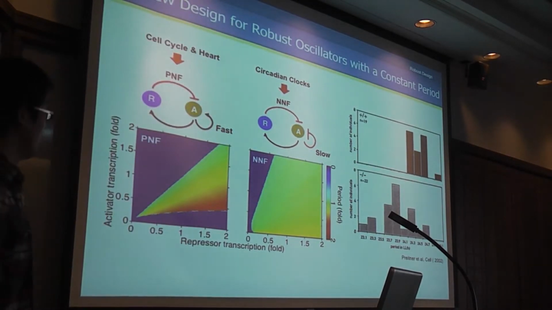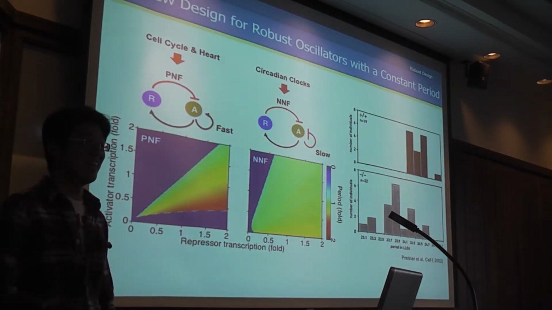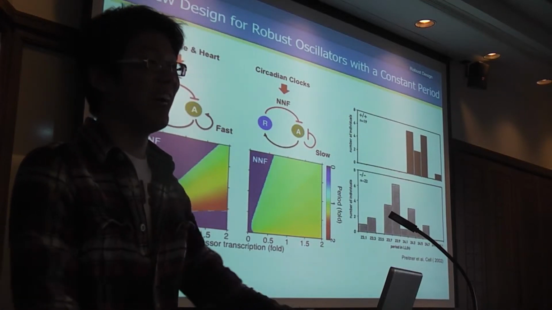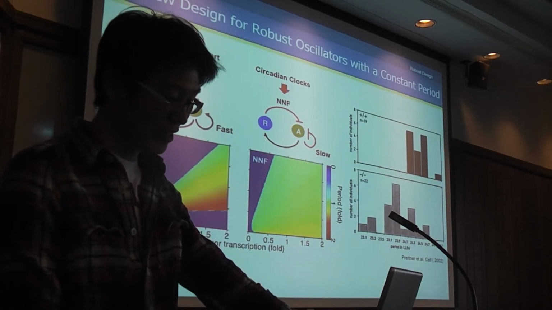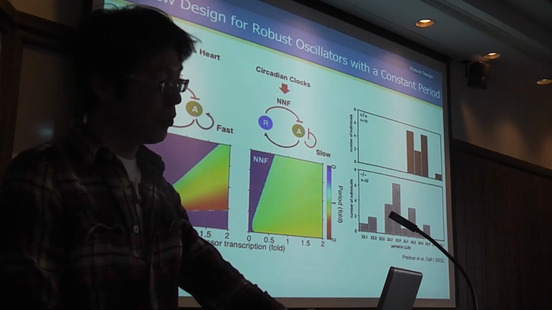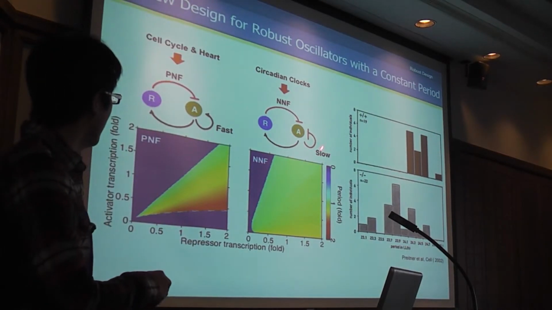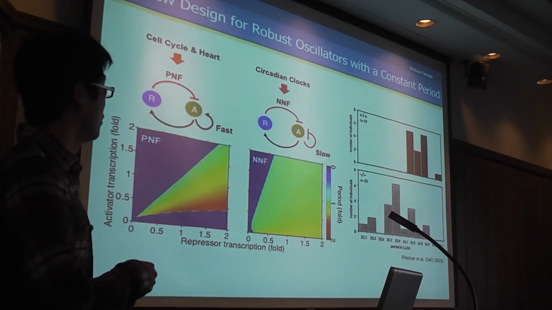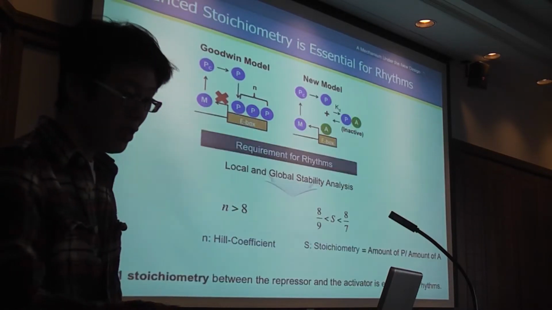The next question is, okay, this is a good design according to simulation. Then what is the underlying mechanism? How do they do that? So this is the next question. To answer this question, we need to understand the necessary and sufficient condition to generate the rhythm here.